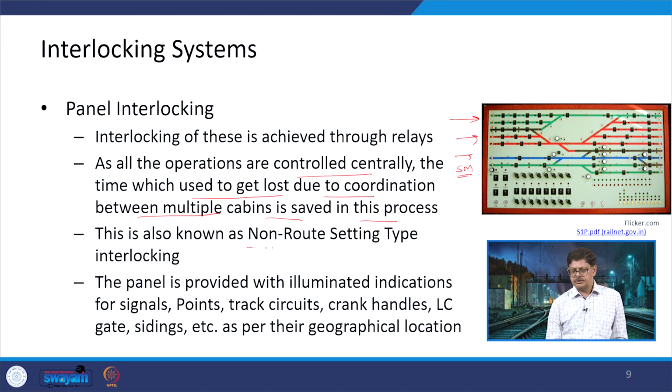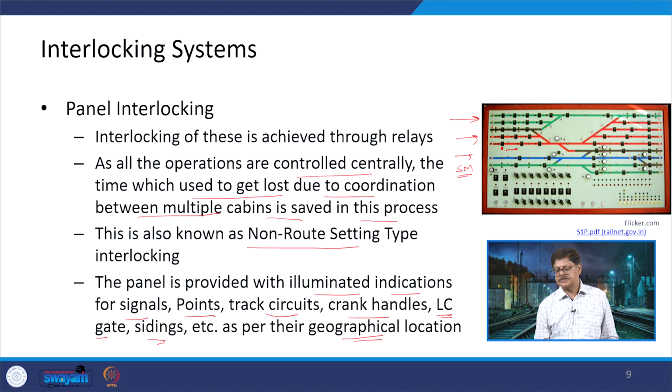This is also known as non-route setting type interlocking. The panel is provided with illuminated indications, as I said, for signals, points, track circuits, crank handles, the level crossing gates, sidings, etc. And all of these things are being shown with respect to their geographical location. So, if it is being shown here, usually it is known what the distance is here. So, we can identify at what particular distance from this point this indication is coming, which is for a particular stop signal or setting of a route or whatever type of condition is there on that particular track.